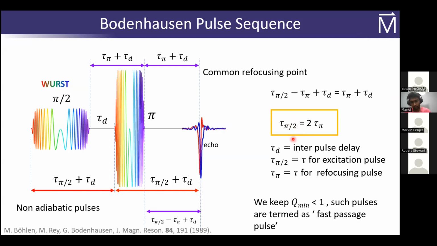In this one, we apply a non-adiabatic pulse. That means we keep the minimum adiabaticity much lower than 1. And such pulses are termed fast passage pulses.